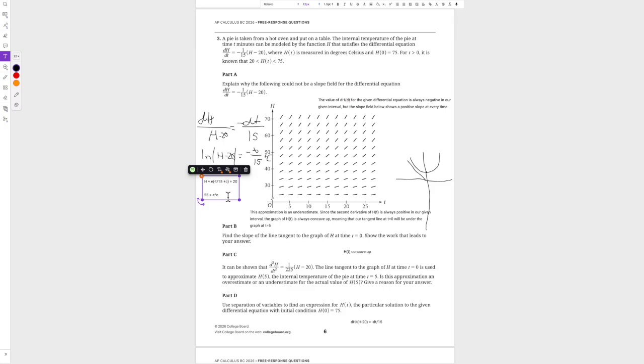Now, if we go back to our original equation, we can actually rewrite this as e to the negative t over 15 times e to the c. And remember, we just solved for e to the c. So this effectively just becomes 55 times e to the negative t over 15 plus 20. And that is the equation for h of t given the particular solution h of 0 equals 75, the initial condition. And there we go.